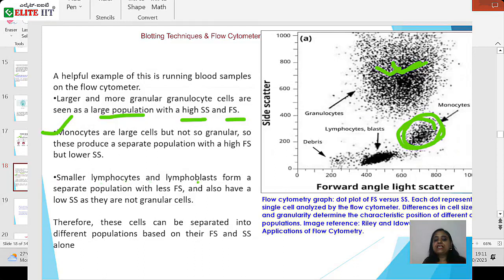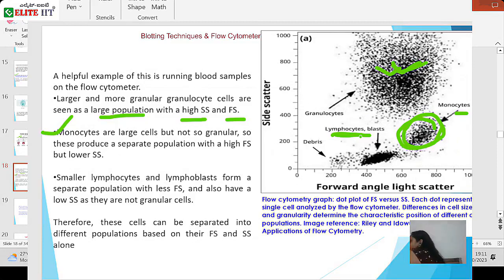Smaller lymphocytes and lymphoblasts form a separate population. So lymphocyte size is smaller than monocyte. So lymphocytes give you less forward angle light scatter, that means less X value, because the size is less. Lymphocyte size is less, so it is showing you less X value.